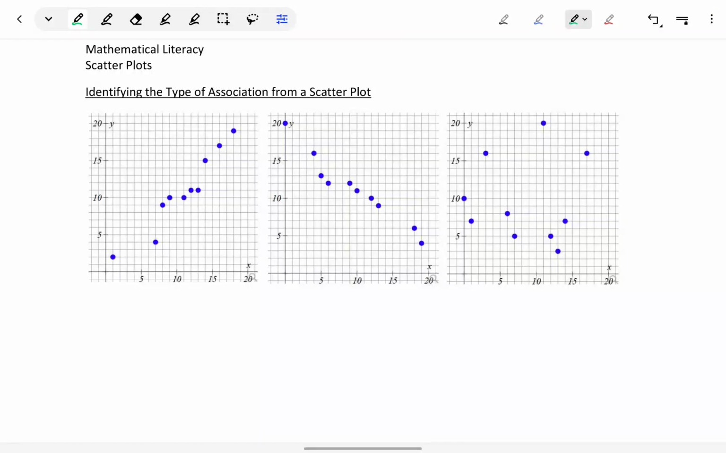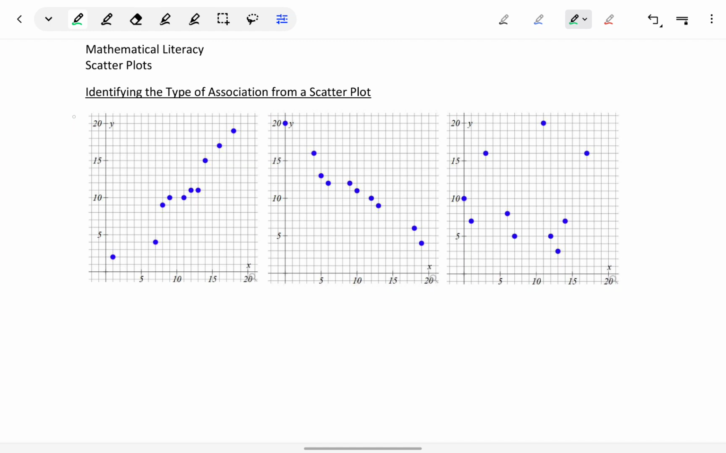Provided here are three different scatter plots. No context is provided to them, so we don't know exactly what types of variables we're comparing here, but we can talk about the patterns that we want to identify when we investigate scatter plots. In order to investigate these patterns, we're going to read the graphs from left to right and then look to see if we can recognize any pattern in the points that are plotted.